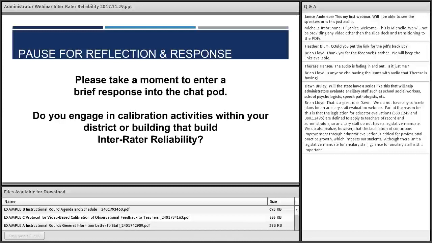And so it is with that that we're going to go ahead and transition to that reflect and response question. Do you engage in calibration activities within your district or building that help build inter-rater reliability?